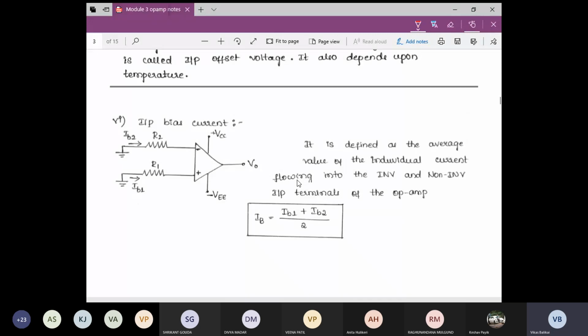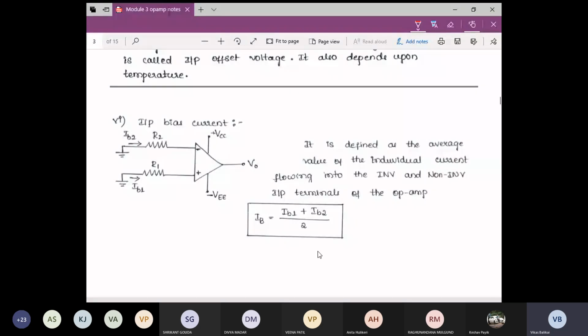Once we know what input and offset voltages are, let us try to understand the input bias current. Some of the advanced learnings towards these concepts you are going to learn in your higher semesters, but just to give you a glimpse of what exactly input bias current is: it is basically the average value of the individual currents flowing into the inverting and non-inverting input terminals of the op amp.